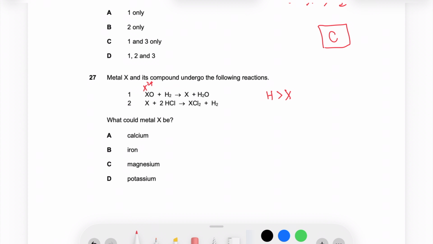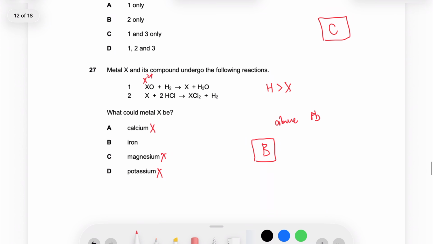Okay, and then X reacts with acid. So X can react with acids, so it will be above lead. Okay, so let's do by elimination. So it can't be this one because it must be 2 plus. It can't be calcium because it must be slightly lower than hydrogen. So by elimination, it should be iron. Okay, somewhere near hydrogen, above lead. So B is the best answer. This is under metals.